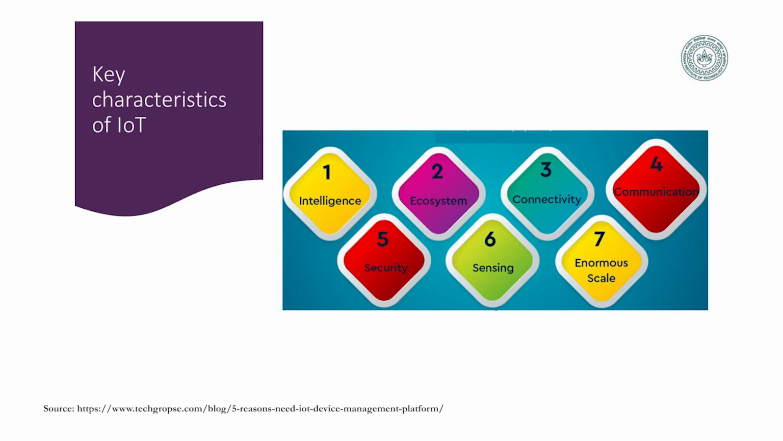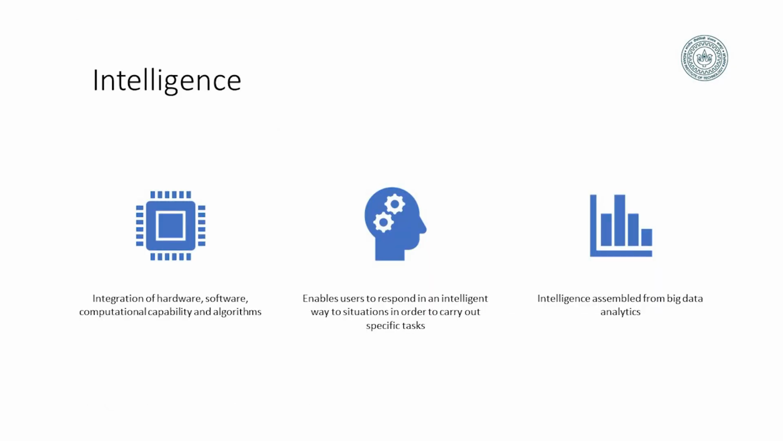So, IoT has some key characteristics which we must understand to be able to design our IoT systems, our industry 4.0 systems. So, these characteristics are intelligence. So, there should be intelligence in the system. You must be able to create an ecosystem. It is all about connectivity. We will see what this means. It is about communication, it is about security, it is about sensing, and it is about the enormous scale. 7 key characteristics. Now, let us look at each one of these characteristics.